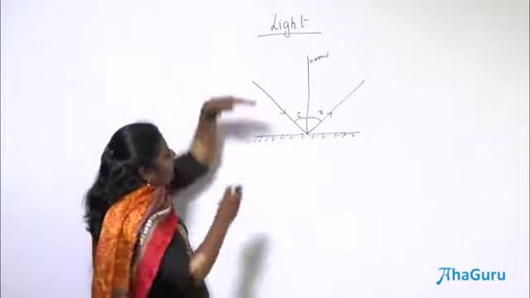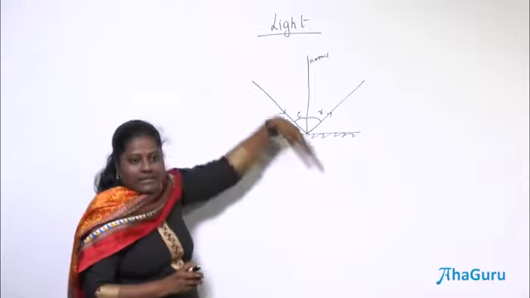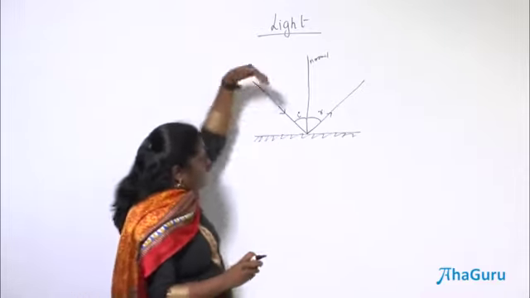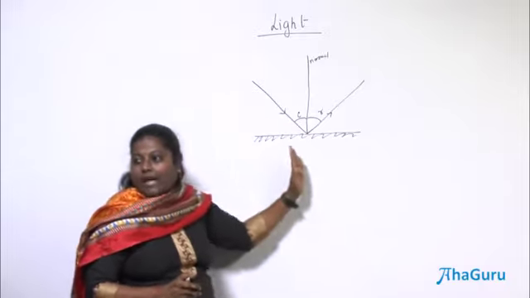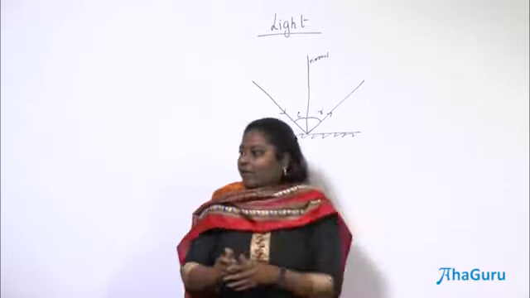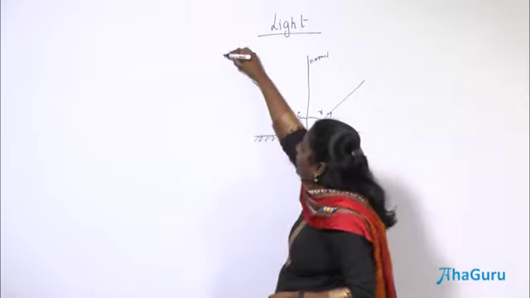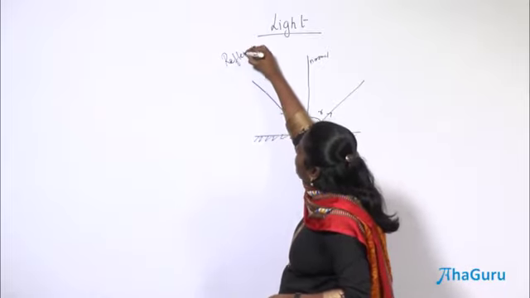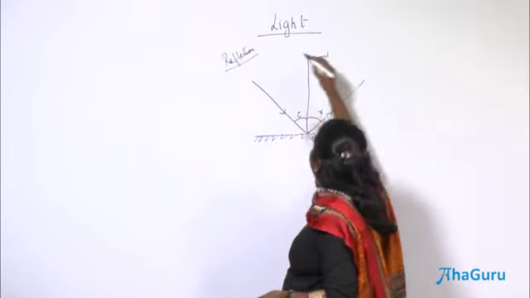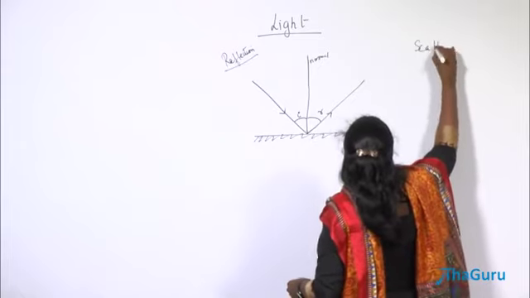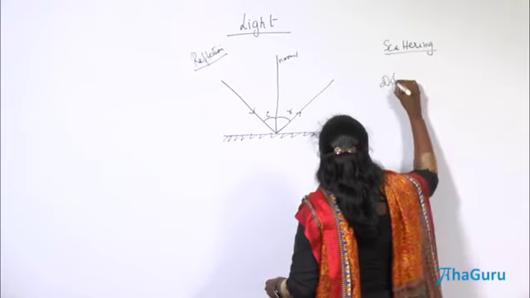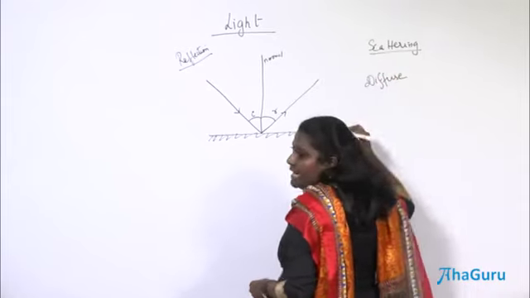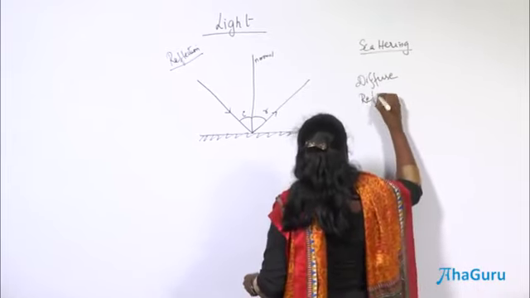You can have any number of rays coming in. For example, if you have 5 rays entering this mirror, you will have 5 rays outside. This is generally called reflection. There is something called scattering, which we have been discussing, and another term that you would be hearing is diffuse reflection.